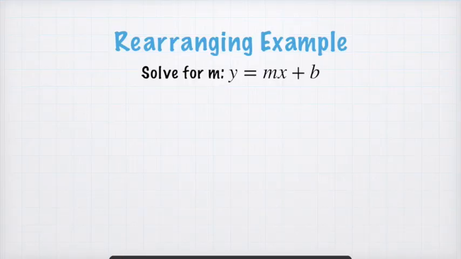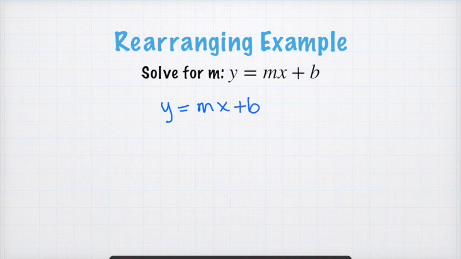Let's try this rearranging one. We're going to do two of them. We're going to try them out. So we have the equation y is equal to mx plus b. This is our famous slope-intercept form. You're really used to this one.